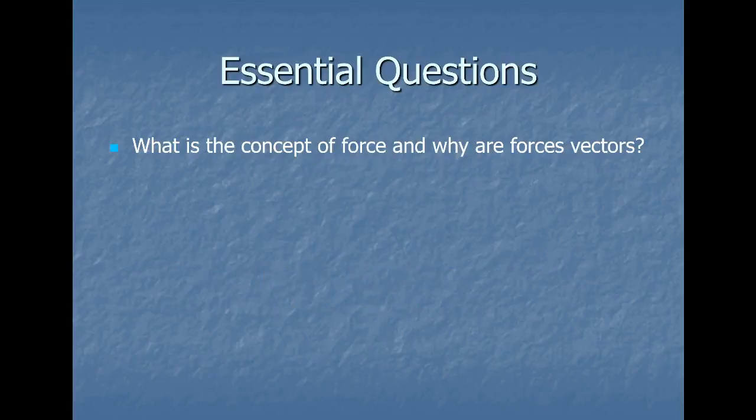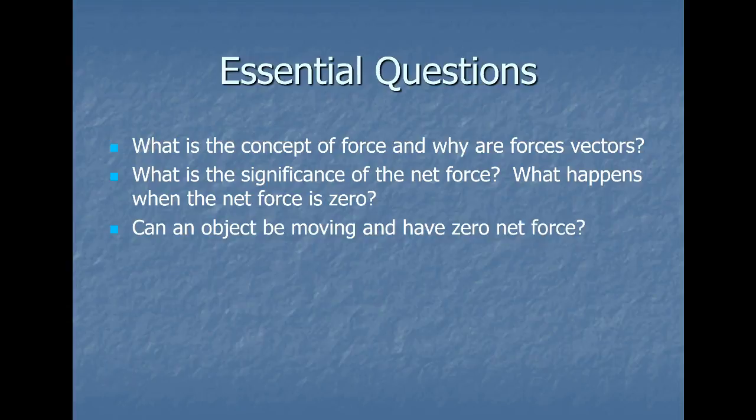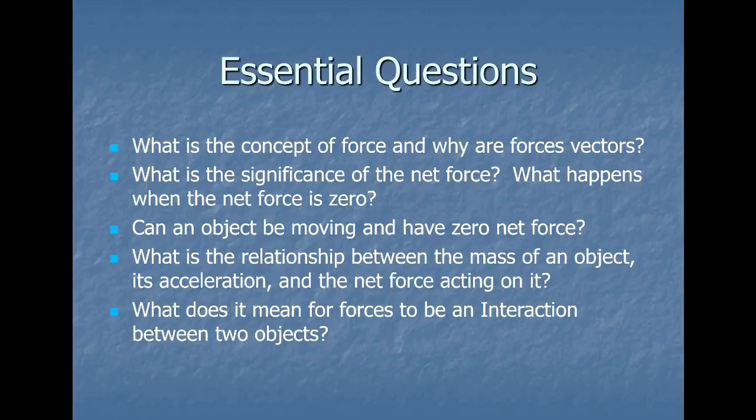In this first part, we want to look at what's the concept of force and why are forces vectors? What is the significance of net force and what happens when the net force is zero? Can an object be moving and have zero net force? And what's the relationship between the mass of an object, its acceleration, and the net force acting on it? Finally, what does it mean for forces to be an interaction between two objects?